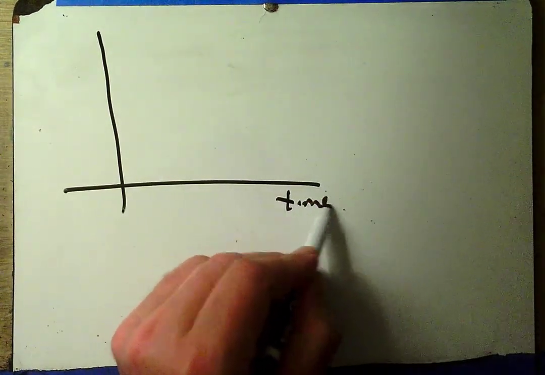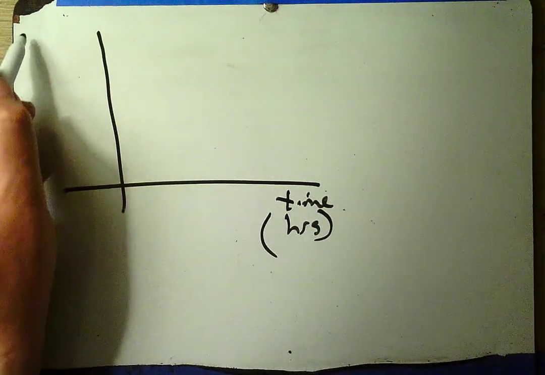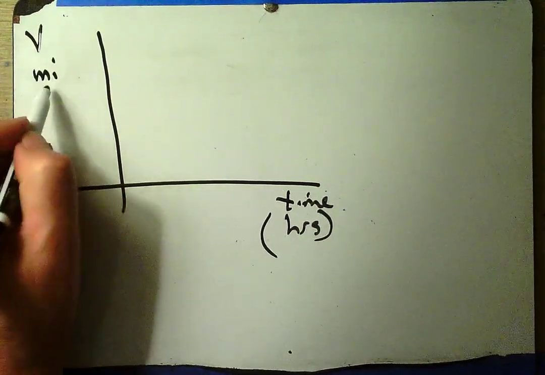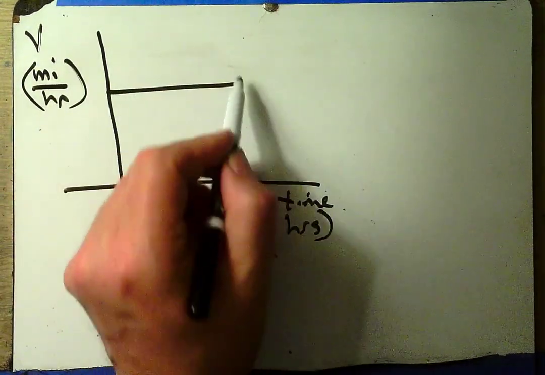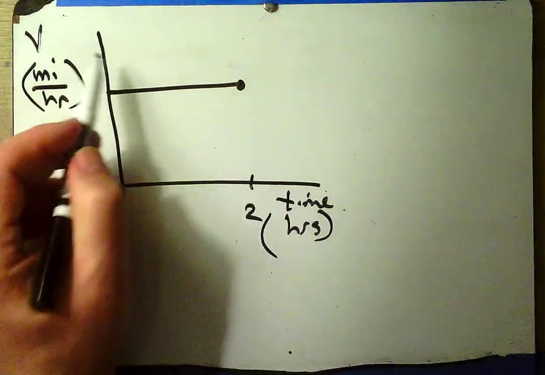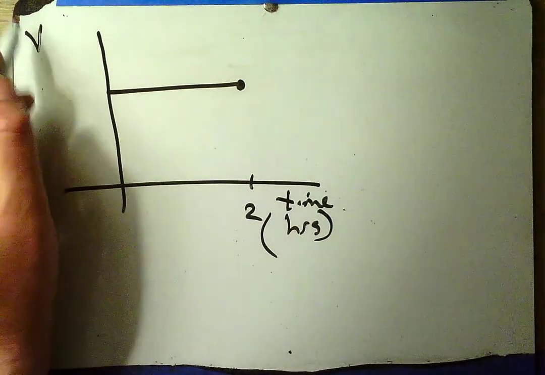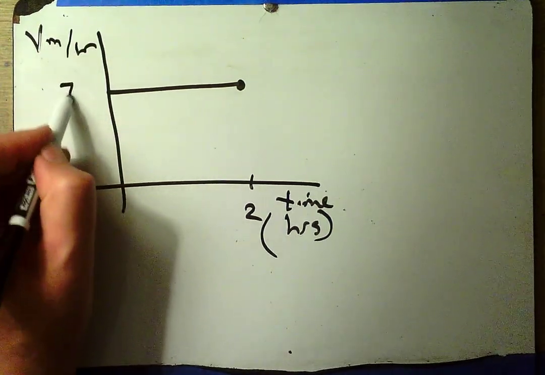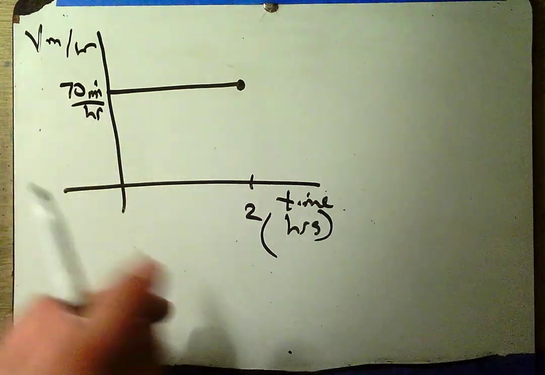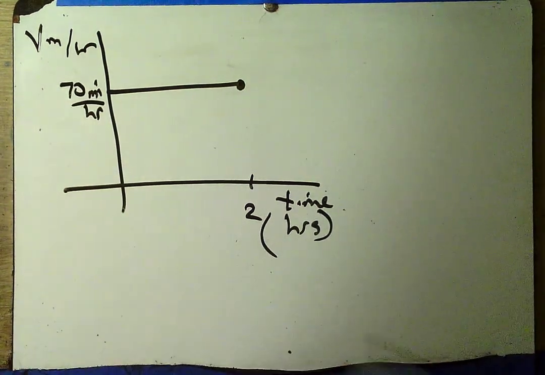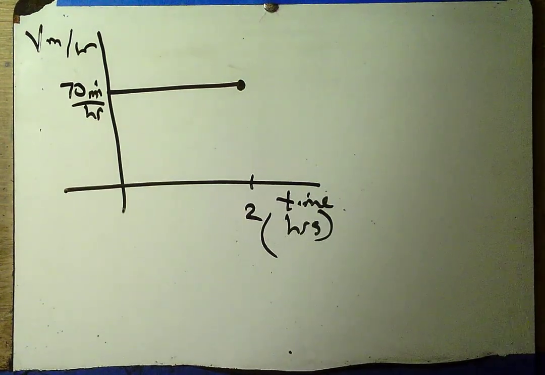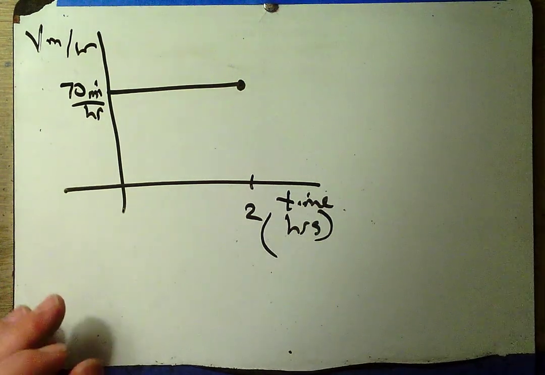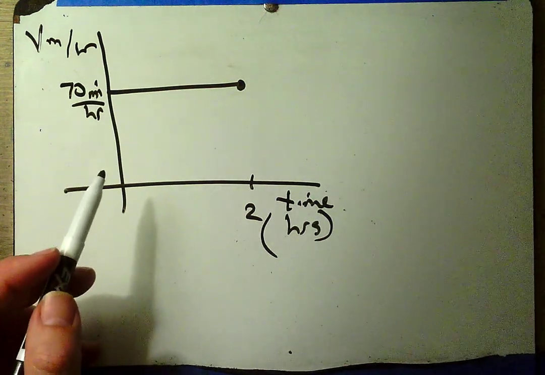This is time, let's say hours, and let's say this is a velocity graph, and these are miles per hour here, okay? Now, what can you say? Let's say that's 70 miles per hour. Okay. And so my question here is, how far did I travel in those 2 hours? How far did I travel? What can I say about how far I went?